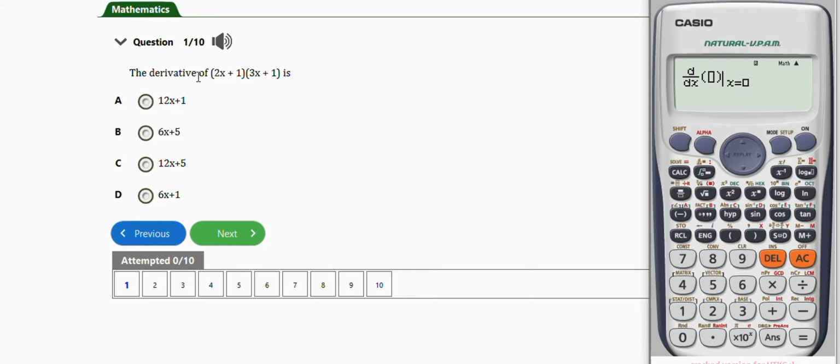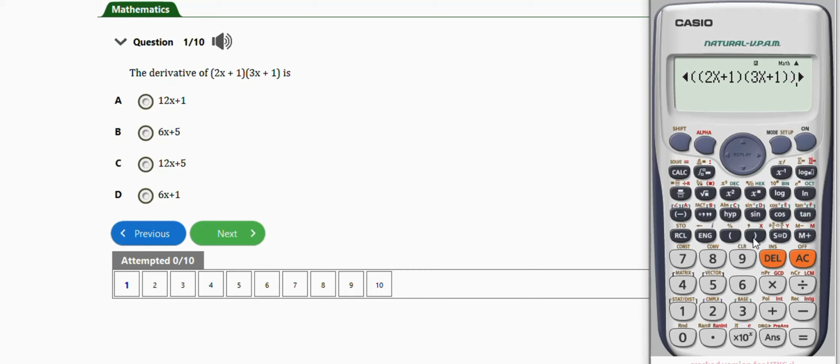The question is starting with an opening bracket. So you open the bracket, you put 2x. Follow me, guys, so you get this. Okay, to bring out x, press alpha and the s button will come out. Okay, plus 1, close the bracket, open another bracket. We have 3x, alpha x, plus 1. So that's it. Close the bracket.